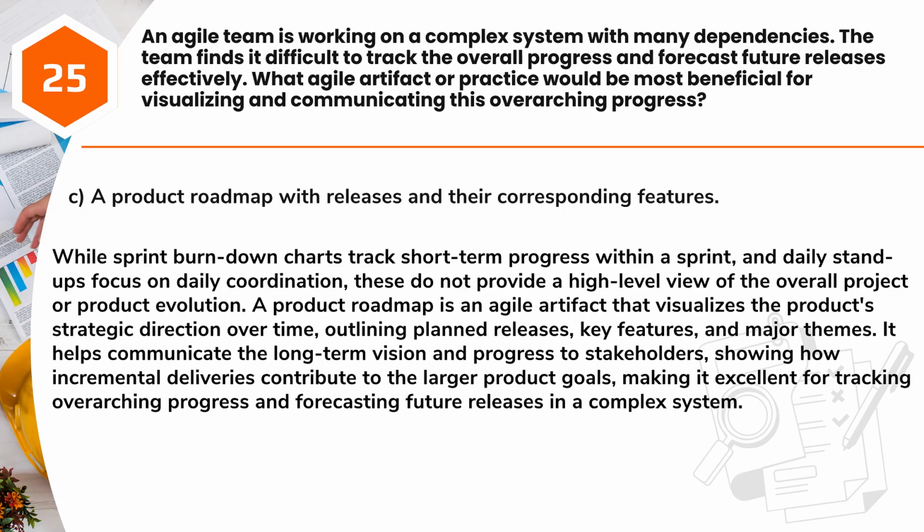A product roadmap is an Agile artifact that visualizes the product's strategic direction over time, outlining planned releases, key features, and major themes. It helps communicate the long-term vision and progress to stakeholders, showing how incremental deliveries contribute to the larger product goals, making it excellent for tracking overarching progress and forecasting future releases in a complex system.